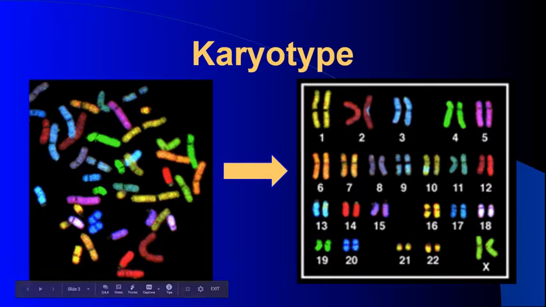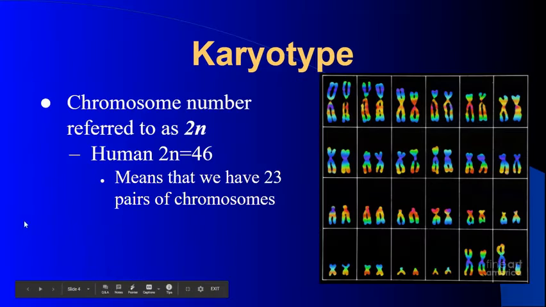For a karyotype, first, a picture of all of the chromosomes is taken, usually of a cell that is in mitosis, and then it is organized into a pattern, largest chromosomes to the smallest chromosomes. Chromosome number is referred to as 2N, and remember, human chromosome number is 46. So 2N is 46. What that tells us is that we have 23 pairs of chromosomes.